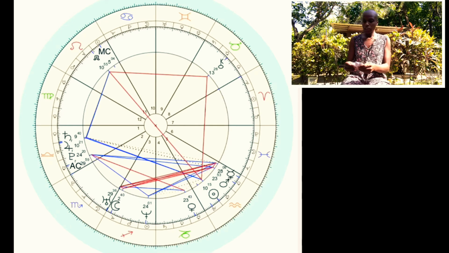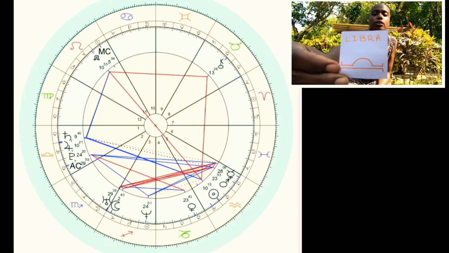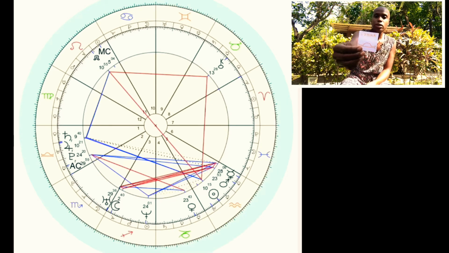Alright, next one is Libra. Kind of looks like a bed with a pillow. Find it on your chart, label it Libra. Also, if you don't have a printed out chart, you can just follow along with your chart pulled up on a different device, maybe a computer or a tablet or something. Libra is an air element.